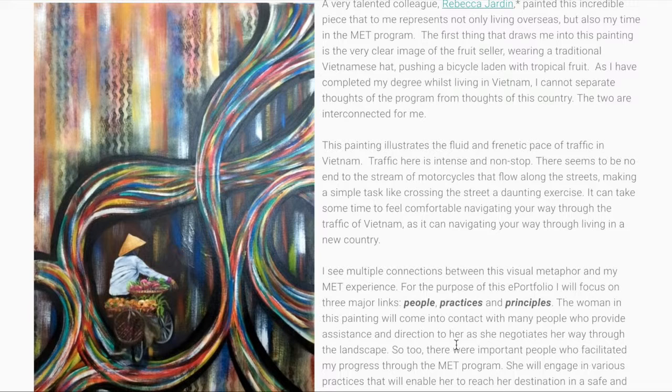I was also really drawn into the sweeping blurred lines that swirl around the woman. These swirling blurred lines expertly capture what traffic can feel like when you first arrive in Vietnam, daunting and all-encompassing. As I thought of the woman in the painting and how she must negotiate her way through the traffic, I felt a strong connection to how I have navigated my way through the MET program.